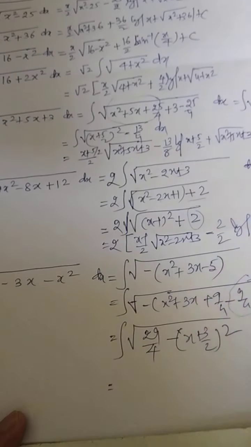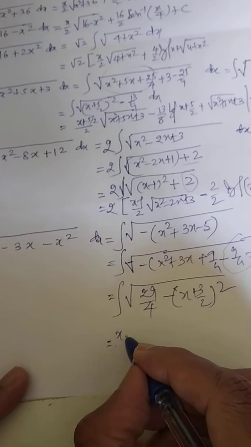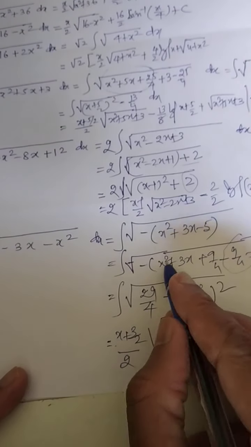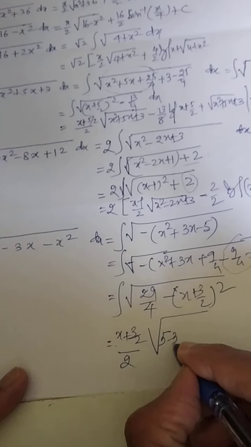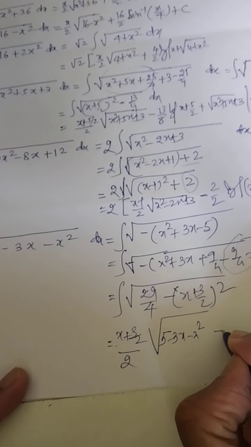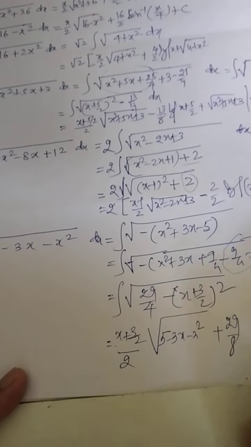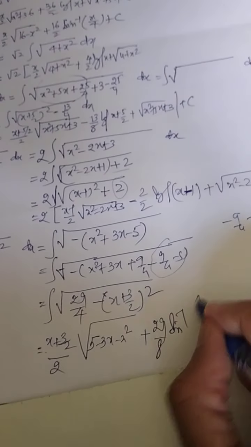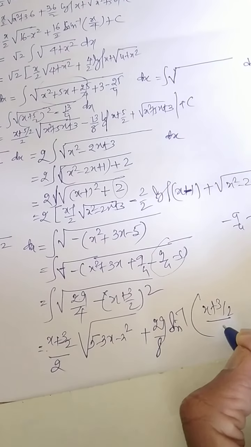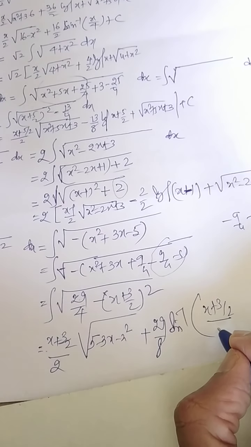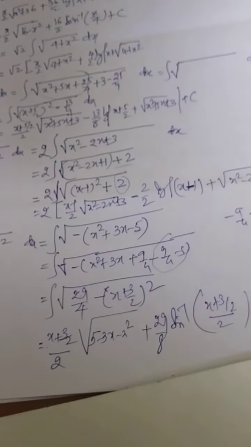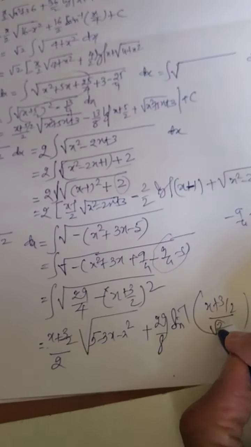So your answer will be x by 2 into the square root. So (x plus 3 by 2) by 2 into the square root, this expression will be the same as that of 5 minus 3x minus x square, plus 29 by 4 into half into sin inverse of (x plus 3 by 2) divided by root 29 by 2. So you just simplify this part and you will get the answer.